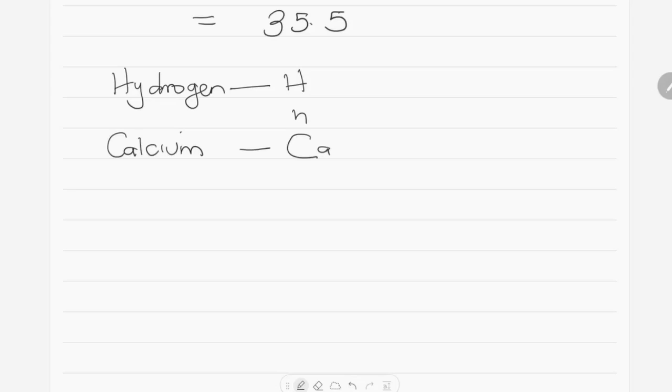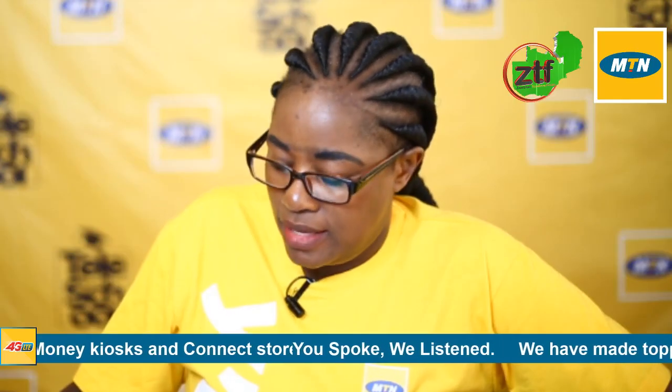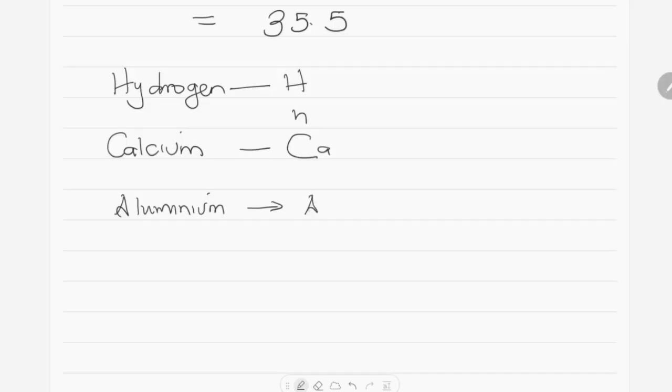Apart from calcium, we also have aluminium. Aluminium is represented by the symbol Al. A should be a capital letter, and l should be a small letter, not A, L. This becomes very wrong in chemistry. So note that as you prepare for your exam, you write the symbols correctly.